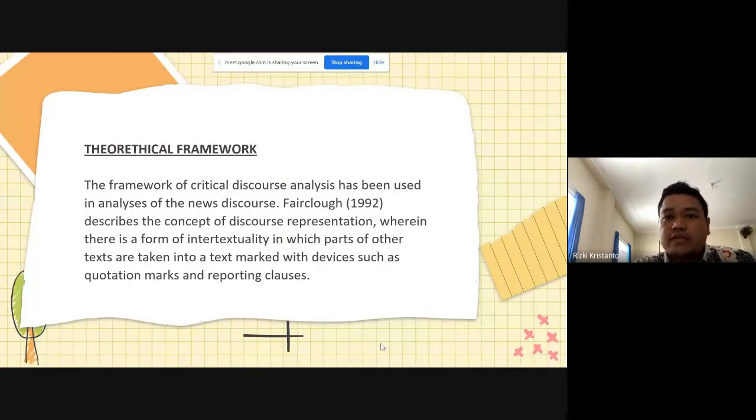Theoretical framework. The framework of critical discourse analysis has been used in analysis of the news discourse. Fairclough in 1992 describes the concept of discourse representation, wherein there is a form of intertextuality in which parts of other texts are taken into a text, marked with devices such as quotation marks and reporting clauses. So these kinds of things, quotation marks and reporting clauses, will be some of the main parts of indirect translation.